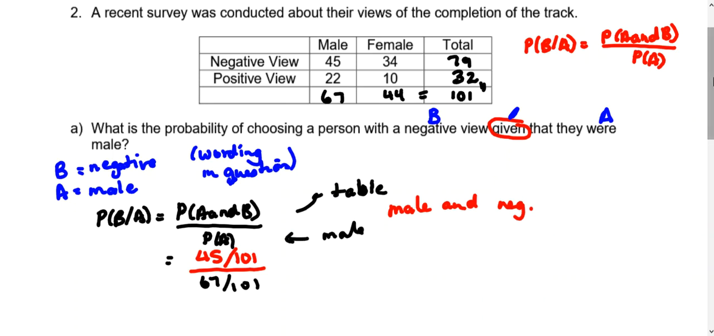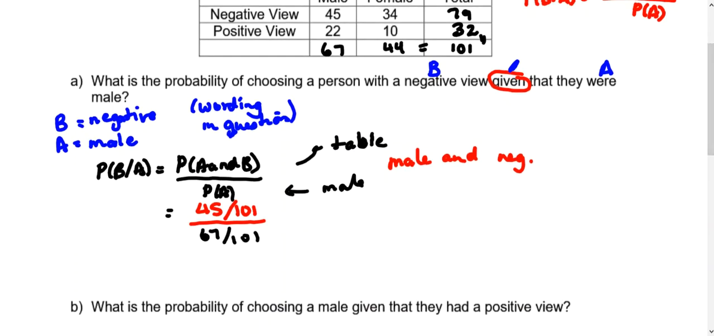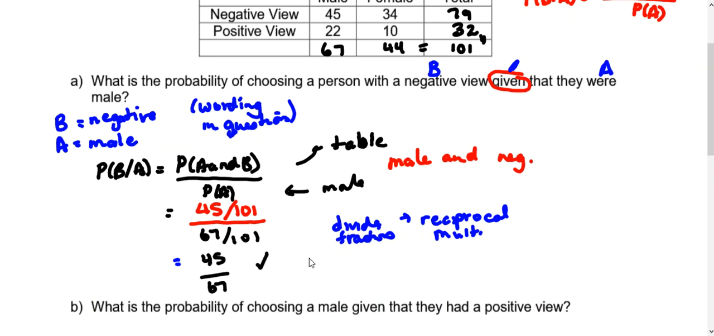A way we can make this a little bit smaller is, when we divide out, we can do the reciprocal and multiply. If you go back to grade 9, when we divide fractions, we do the reciprocal and multiply. But basically, you can think of the same thing as a ratio. This actually becomes 45 out of 67. Check mark, done.